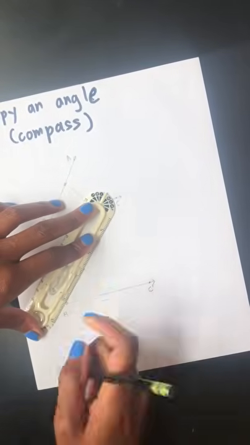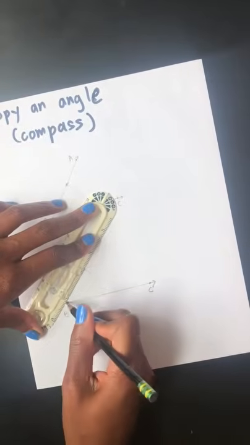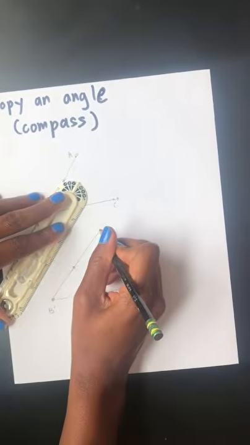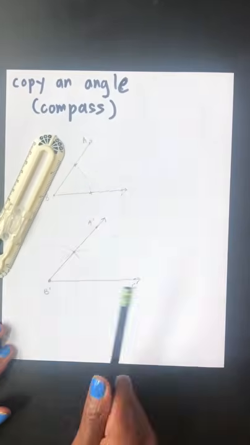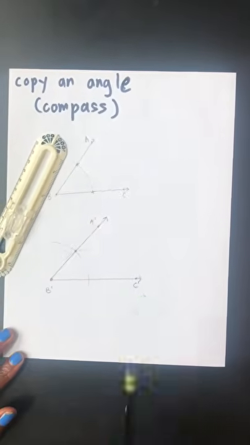Now we can connect our vertex. Vertex is the point in the middle where the rays or the lines meet, and that is your copied angle. And important, make sure you always label, so A prime, B prime, C prime, because it's the second version.